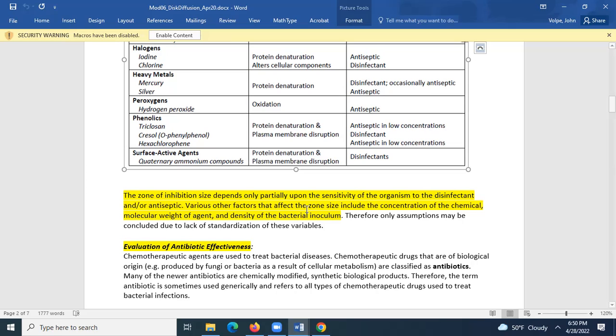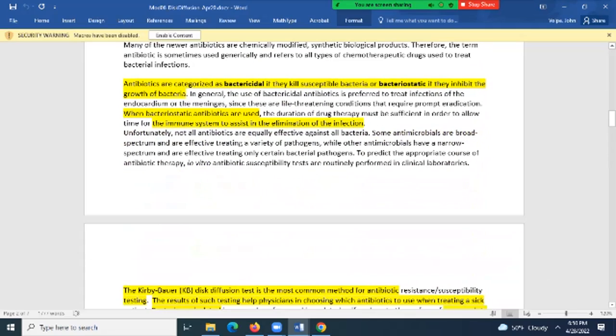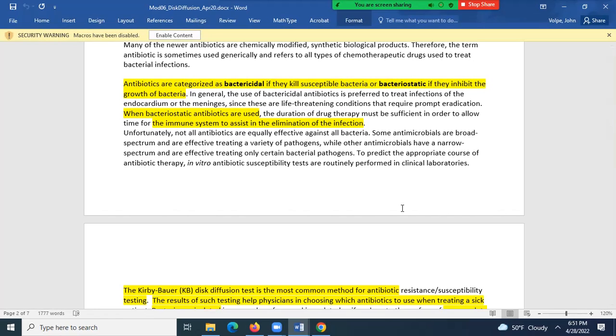Let's talk about the evaluation of antibiotic effectiveness. Antibiotics can be categorized as bactericidal if they actually kill the bacteria. So if they kill the cell, then it's bactericidal. However, if the antibiotic simply inhibits the growth of the bacteria, we call it bacteriostatic.